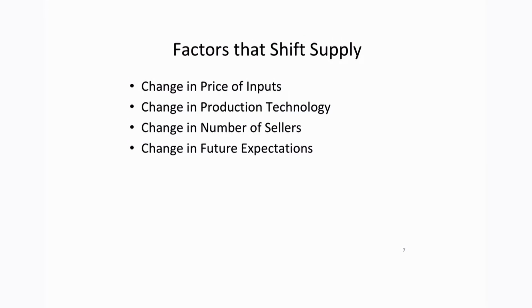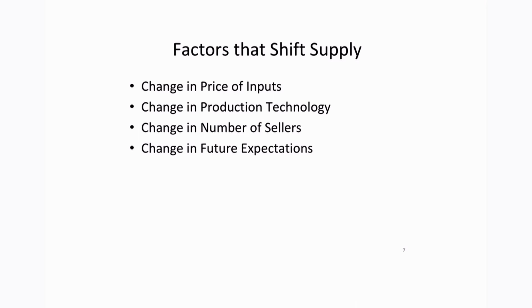There are four factors that will cause a shift in the supply curve. First, a change in the price of inputs. One of the factors that determines the supply for firms is the cost of production, and this is going to be determined by the price of the inputs. So if there's a change in the price of the input, there is a change in the cost of production, so the amount of goods and services that a firm can produce at a given price will change. Next, a change in production technology.